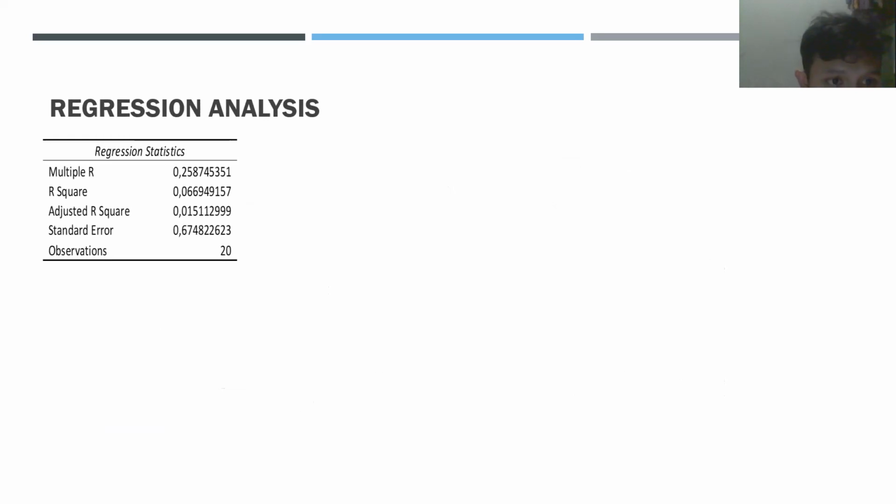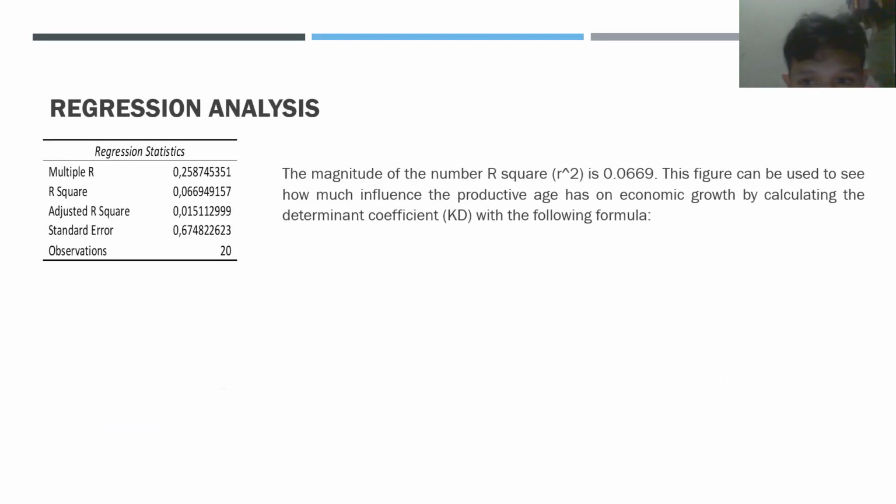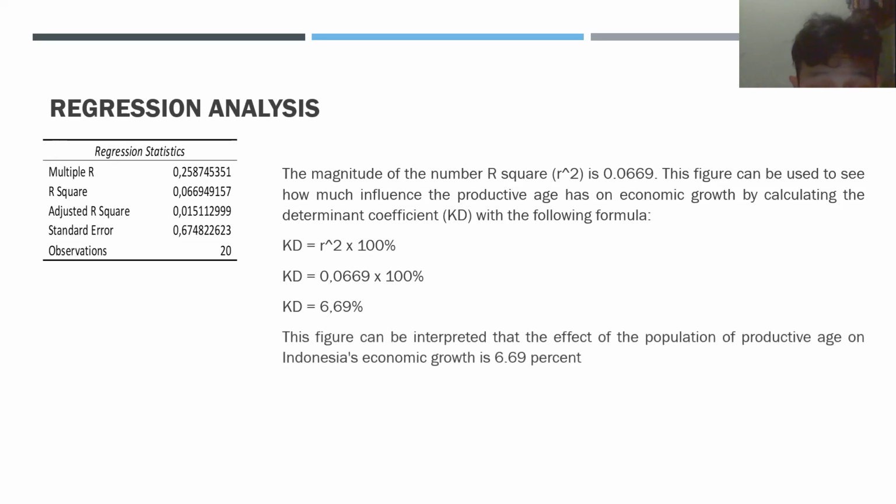And again, this is the regression analysis. We have a regression statistic, multiple R, R square, adjusted R square, standard error, observation. This is very, very important data. The magnitude of the R square is 0.0669. This figure can be used to see how much influence the productive age has on economic growth by calculating the coefficient of determination with the following formula. And according to data, the R square is 0.0669 times 100%, and the result is 6.69%.